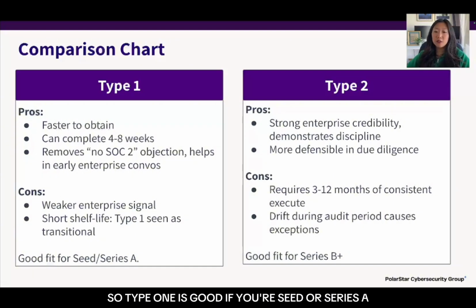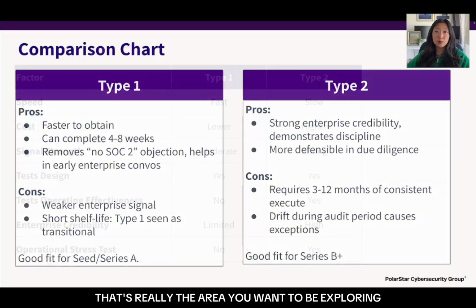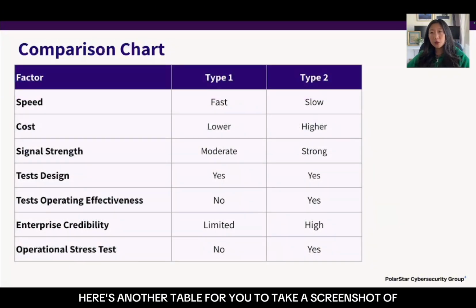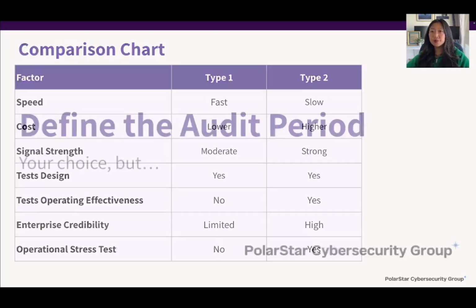So type 1 is good if you're seed or series A. People get it, you're just starting. But if you're Series B plus and you want to start showing we're here to play ball, that's really the area you want to be exploring. Here's another table for you to take a screenshot of, share it with your peers if SOC 2 is something that you guys are looking to invest in getting.